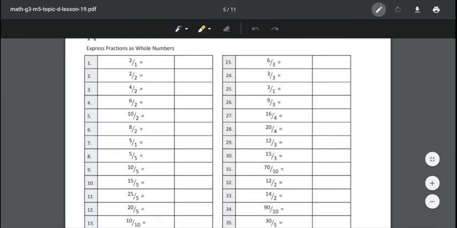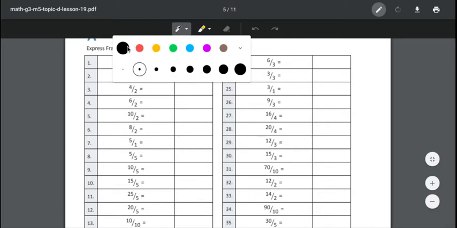So we're going to look at this. It says express fractions as whole numbers. Now fractions are pretty much like division, okay? You know division, you know fractions. All right, let me show you how.